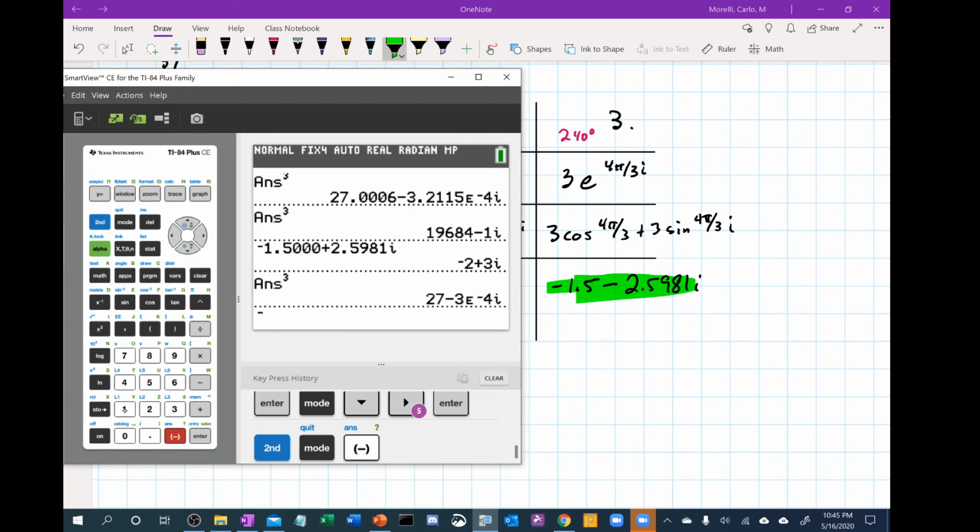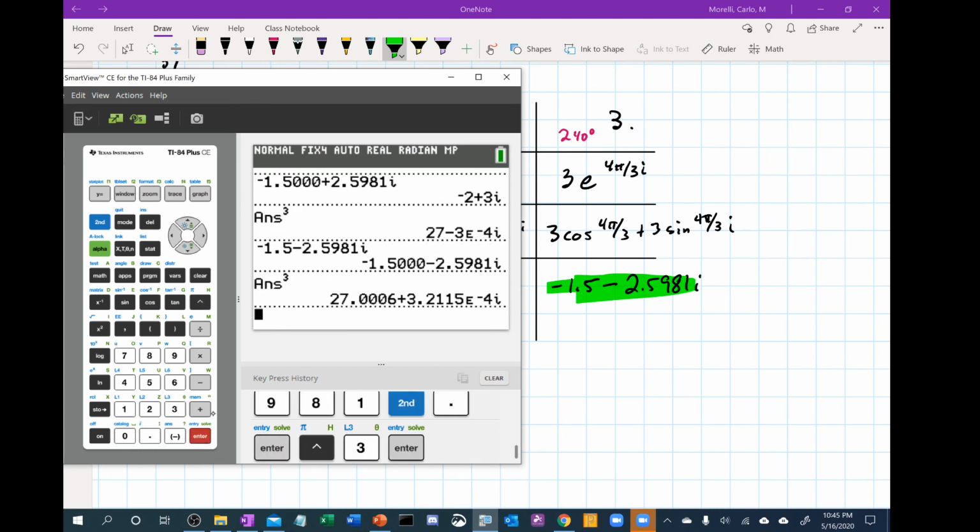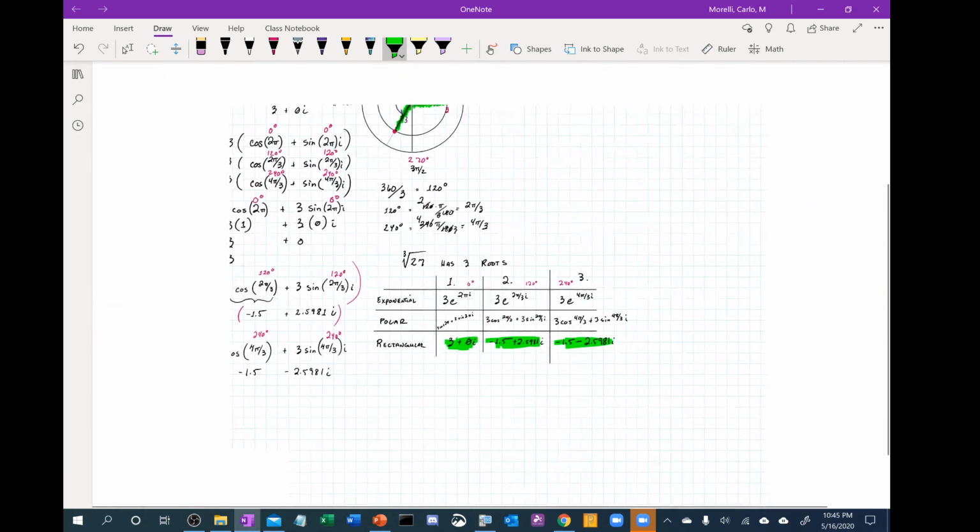Negative 1.5 minus 2.5981i. And then we want to cube that. It equals 27. That is just amazing. So I hope this was interesting.